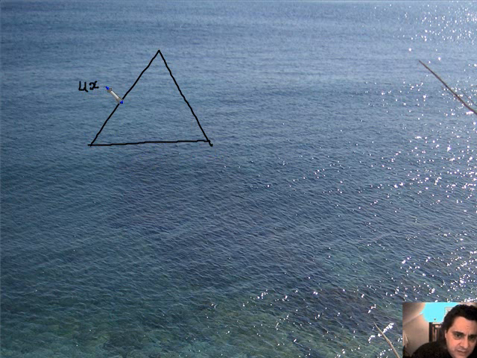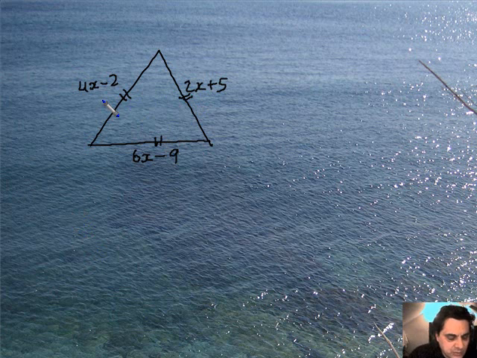It says this side is 4x minus 2 centimeters. This side is 2x plus 5, and this side is 6x minus 9. It says an equilateral triangle is one where all the sides are the same length. You know that. In other words, that equals that, and that equals that, and everyone's equal to each other. The triangle has lengths as shown. Find the value of x that makes this triangle equilateral.